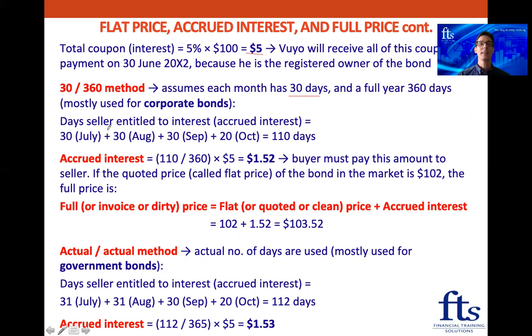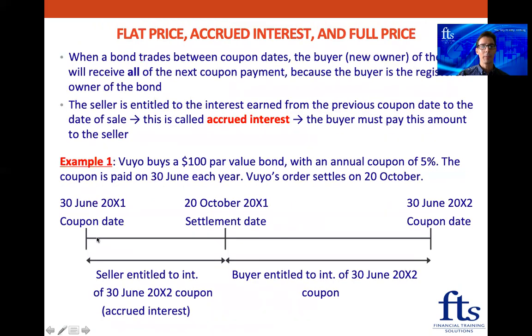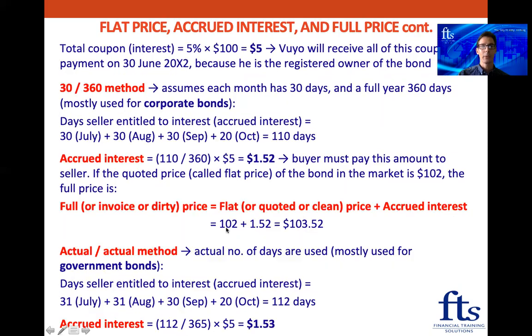So the days that the seller is entitled to the interest, which is called the accrued interest, we have to go from 1 July all the way to 20 October. So we've got to take July, and every month now has 30 days according to this method. 30 days for July, 30 for August, 30 for September, and 20 days for October, right? Because the bond was registered in his name only on 20 October, the seller is entitled to 20 days of interest for October. So that's 110 days.